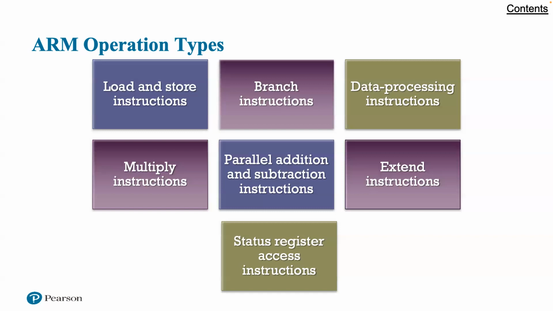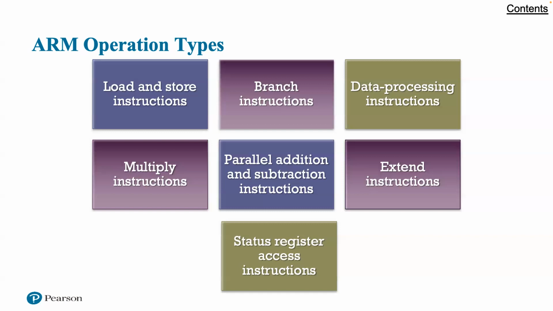Data processing instructions. This category includes the logical instructions AND, OR, XOR, add and subtract instructions, and test and compare instructions. The multiply instructions: the integer multiply instructions operate on word or half-word operands and can produce normal or long results. For example, there is a multiply instruction that takes two 32-bit operands and produces a 64-bit result.